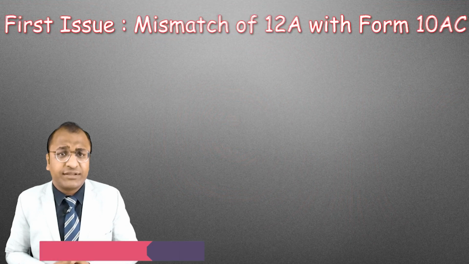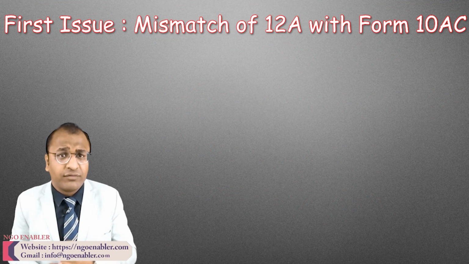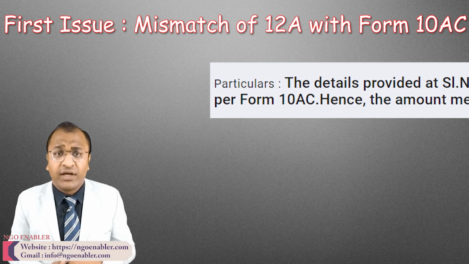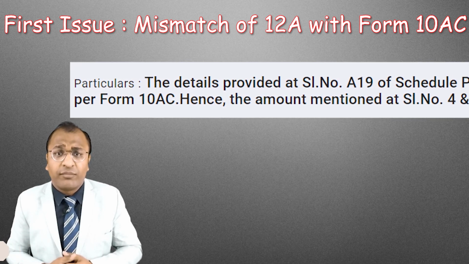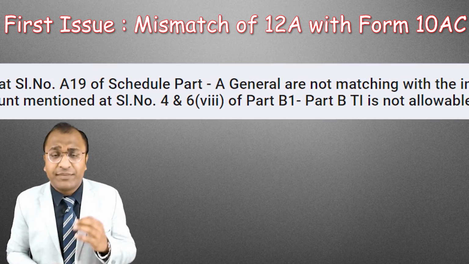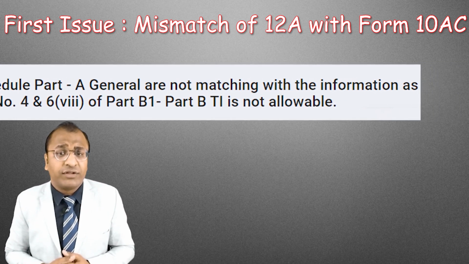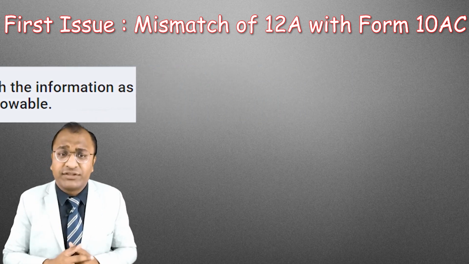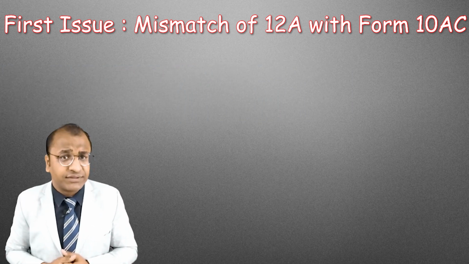First and foremost is the mismatch of the 12A registration number which is filled in the general information part of the income tax return with that mentioned in Form 10AC. I repeat, first and foremost is the mismatch of the 12A registration number with Form 10AC, due to which the amount of application is not being considered by the department.